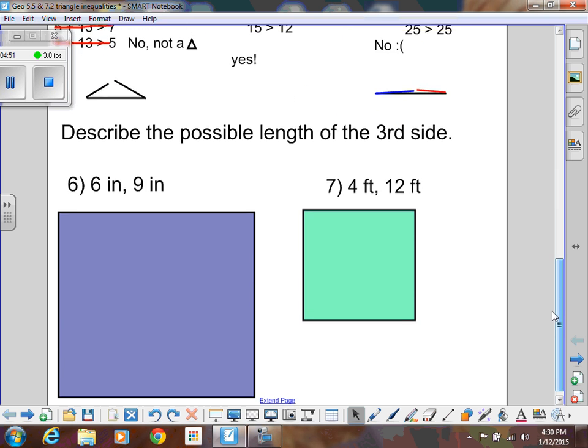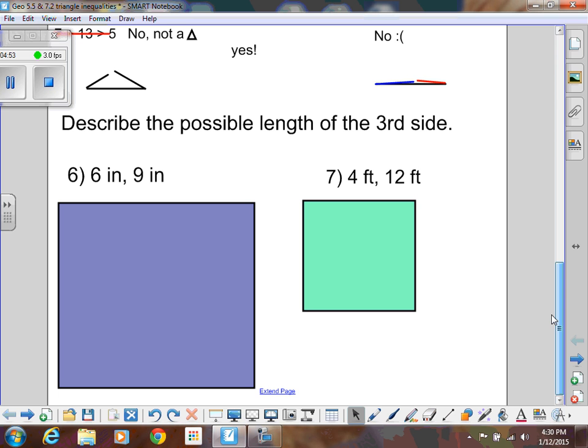So now what we're going to do is describe the possible lengths of the third side. They're going to give us 2 sides of a triangle, and we have to say, well, what could that third side be? Now that third side, we don't know what it is, but it could be like the smallest side in the triangle, or it could be the biggest, or it could be even the middle. But we're going to get a range of answers, and the middle one is definitely going to be in between the smallest possibility and the largest possibility.